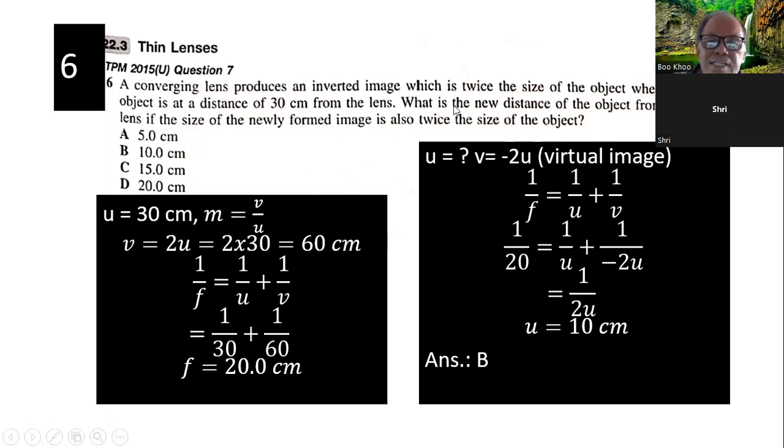Nothing indicated here. What is the new image distance of the object from the lens if the size of the newly formed image is also twice the size of the object? How can it be? Right? This is twice, this is also twice. So it must be virtual.